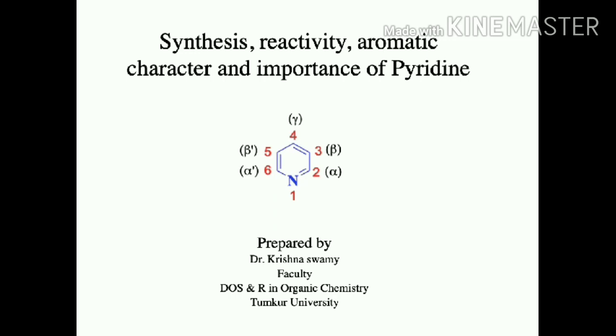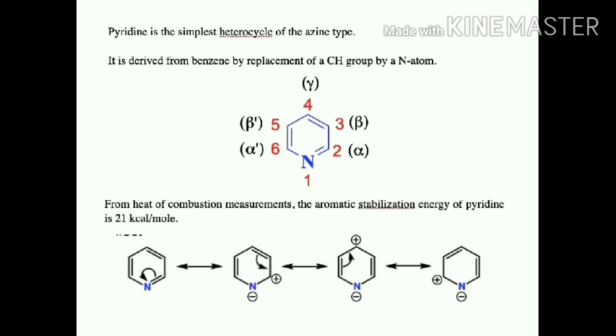Today I am going to discuss synthesis, reactivity, aromatic character and importance of pyridine. To begin with, pyridine is the simplest six-membered heterocycle of azine type. So it is derived from benzene by replacement of a CH group by a nitrogen atom. Structure along with numbering and symbols used for pyridine has been shown here.